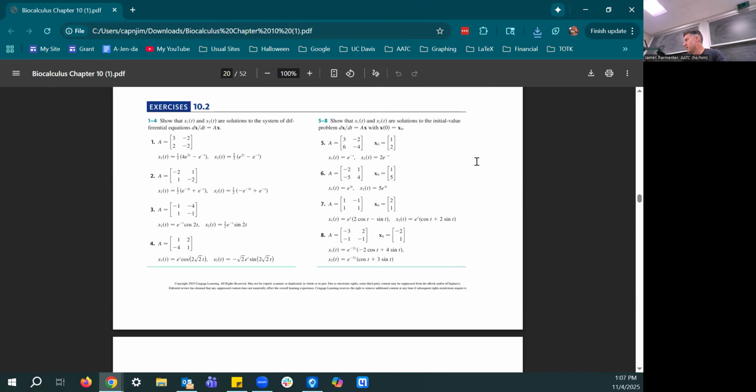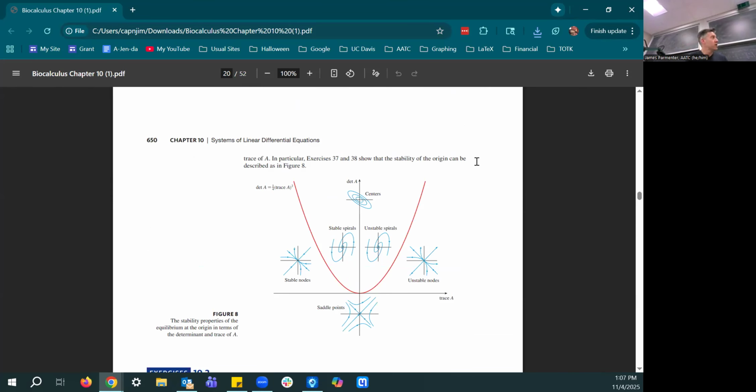There it is. This picture. So this picture is exactly showing you all the stuff I just said. If you have a determinant that's negative down here, saddle land. If your determinant's positive, you got a lot of other options. If your trace is negative, you have stability, either a stable node or a stable spiral. If your trace is positive, you have instability, either an unstable node or an unstable spiral.